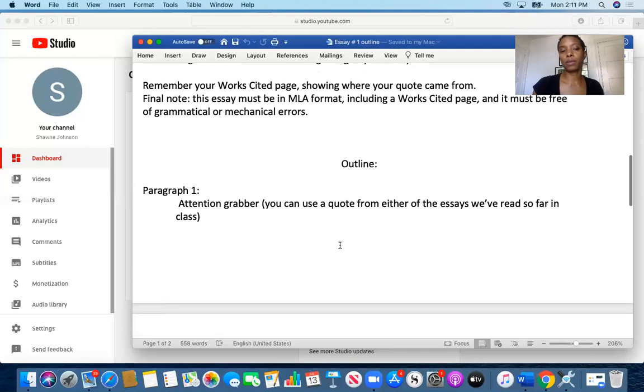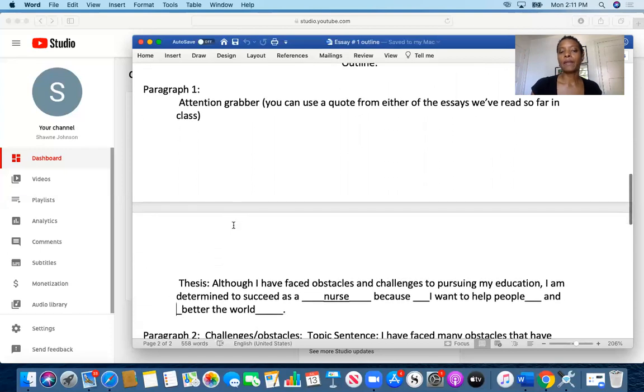And so my attention grabber, again, you can use a quote for any of the essays we've read so far in class. It can be one sentence, it can be a couple of sentences. Just remember to make sure that quote's in quotation marks, and then make sure you cite it when you're done with the quote by having the author's last name in parentheses. And then I filled in the thesis statement so you can see an example.